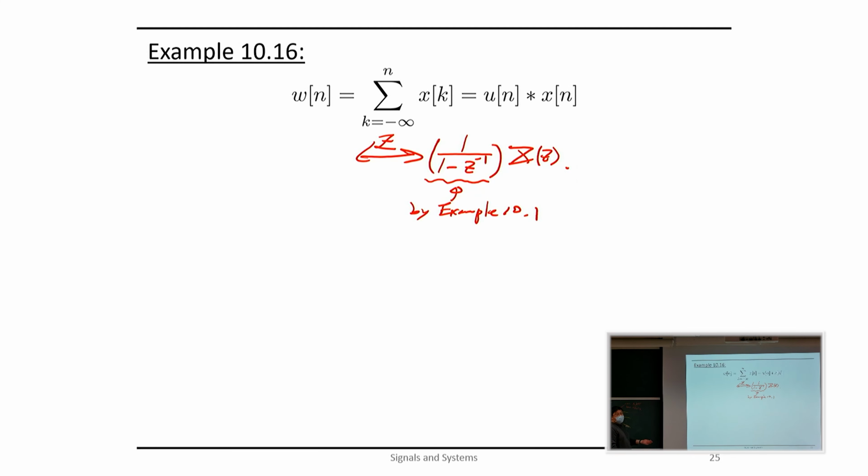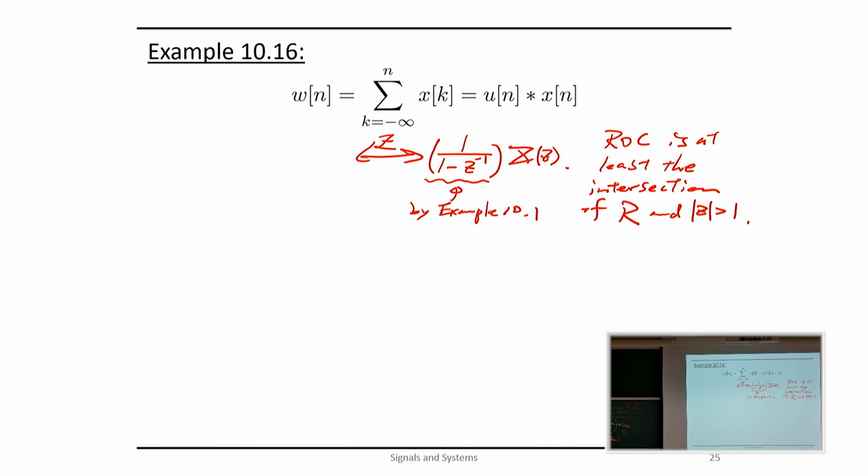And the region of convergence should be at least the intersection of the regions of convergence of the two. Okay, so the ROC is at least the intersection. Suppose that R is the ROC of x of n. It should be the intersection of R and the ROC of u of n, which corresponds to the values of z with magnitude greater than 1.